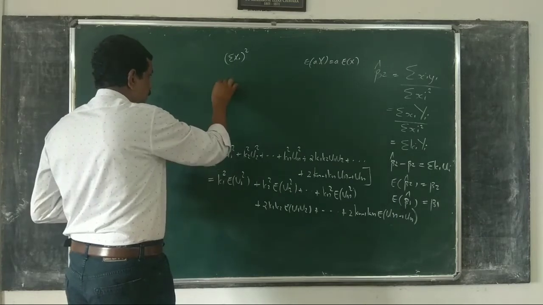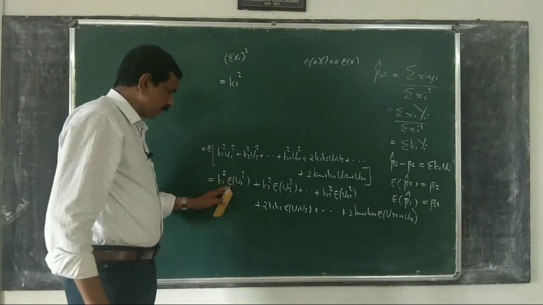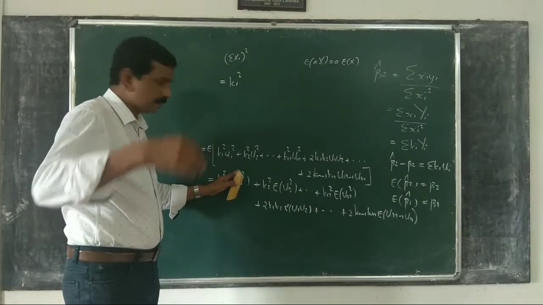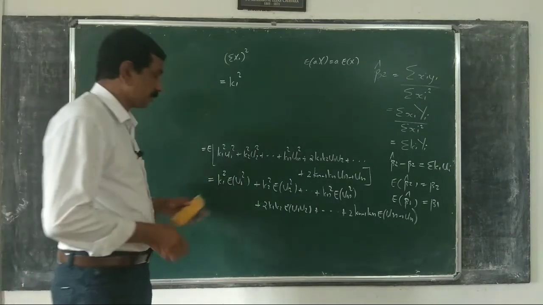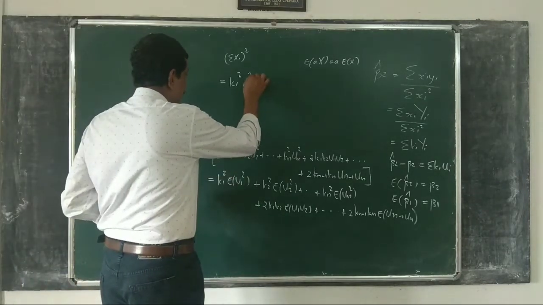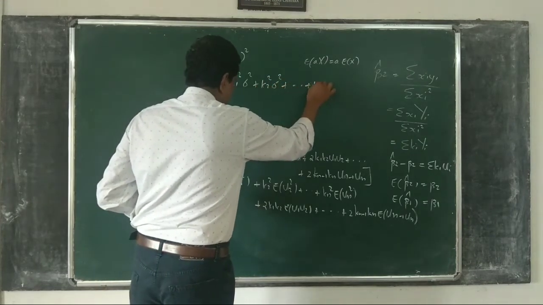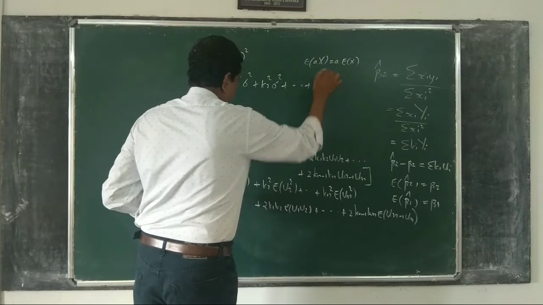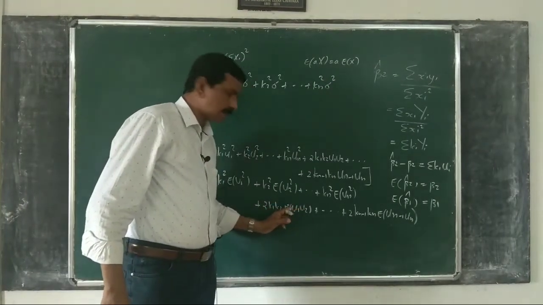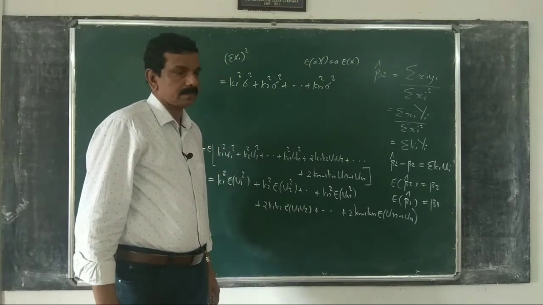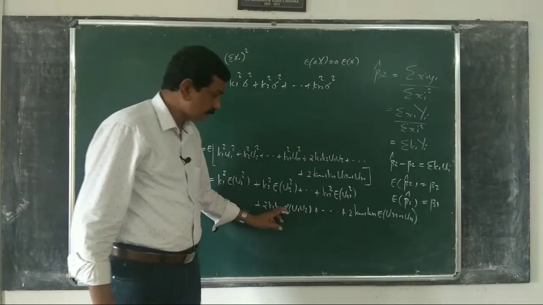Now you can see that this is equal to k1 square. Now expected ui square is equal to sigma square, the homoscedasticity assumption. So expected u1 square is sigma square, k2 square sigma square plus etc. plus kn square sigma square. Then expected ui uj is 0, no autocorrelation. So all these terms become 0 when expectation is taken.